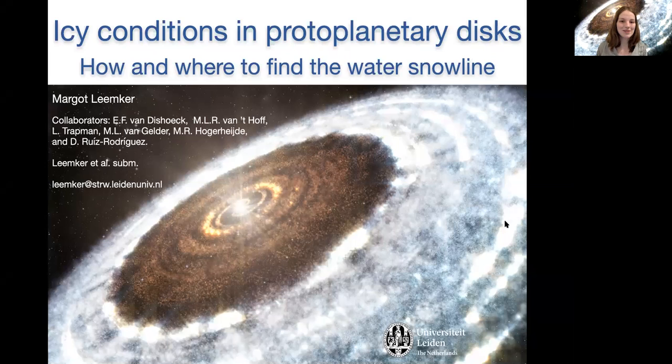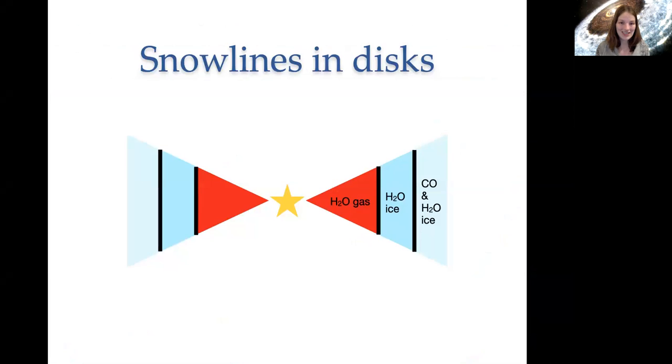Icy conditions in protoplanetary disks: how and where to find your water snowline. So let's first take a look at snowlines in disks. Very close to the star it is very warm, so all your volatile species are in the gas phase. If you go further out, water is one of the first species to freeze out, which happens around what you call the water snow surface. The midplane radius where this happens is what you call the water snowline, which in typical T Tauri and Herbig disks is located between 1 and 10 AU.